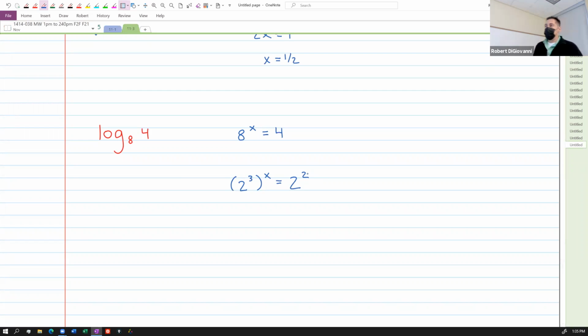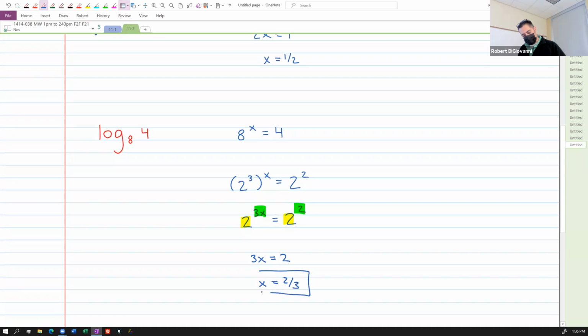And what does the left side become? Using the same thing we did a second ago, something to a power to a power. 2 raised to the 3x must equal 2 raised to the 2. And now we have the same base, and these exponents must match for this to be true. So I set up a little equation, 3x equals 2. Divide both sides by 3, and I get x is 2/3. So the answer is 2/3.